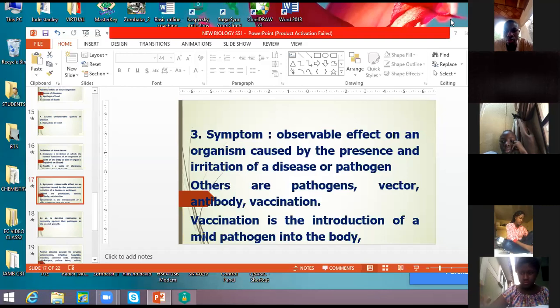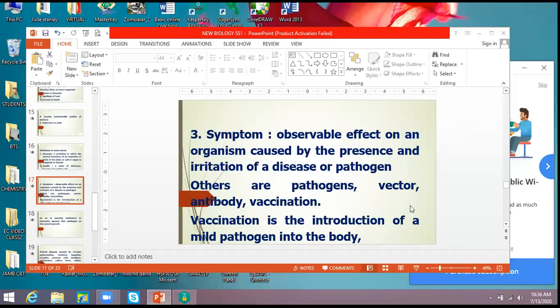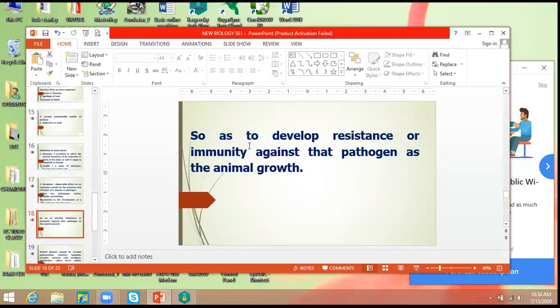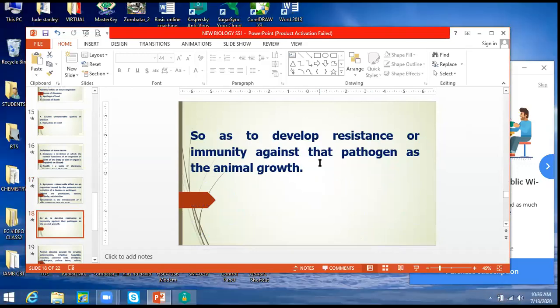That is what we call vaccination. Vaccination is the introduction of a mild pathogen into the body so as to develop resistance or immunity against that pathogen as the animal grows.